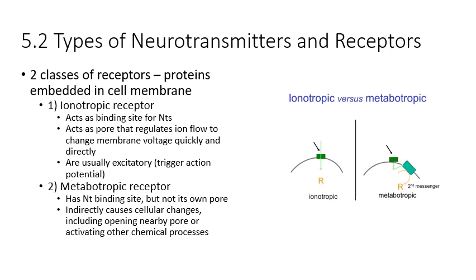So a neurotransmitter binds to the ionotropic receptor, and then that receptor also acts as a pore that lets ions in. And these are usually excitatory, which, if you remember from last chapter, means that they are likely to contribute to the triggering of an action potential. The second receptor type is metabotropic receptors, and this also has a neurotransmitter binding site, but it's not its own pore. So when a neurotransmitter binds to a metabotropic receptor, the receptor indirectly causes cellular changes. It might set off a cascade of chemical responses that opens a nearby pore or activates other chemical processes.